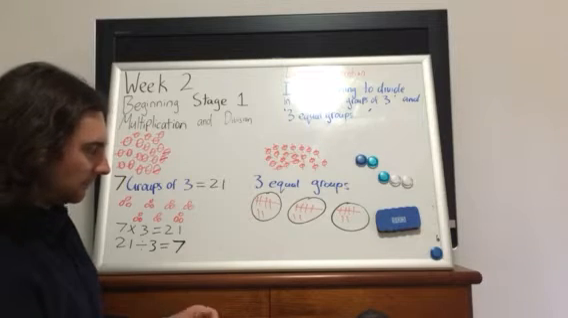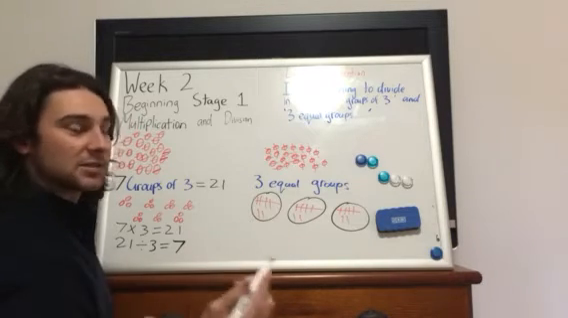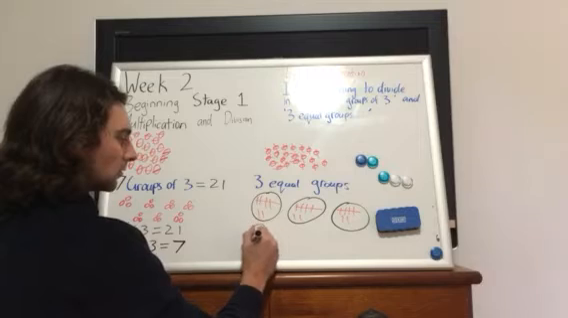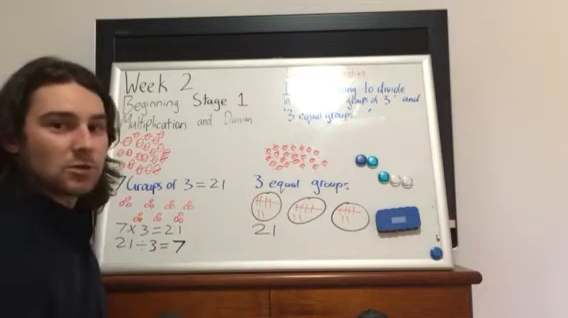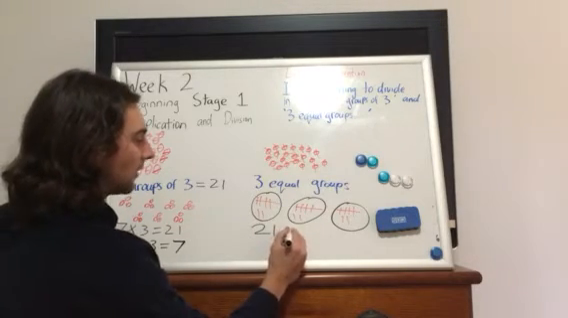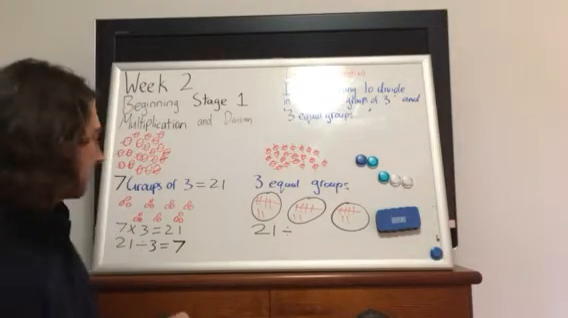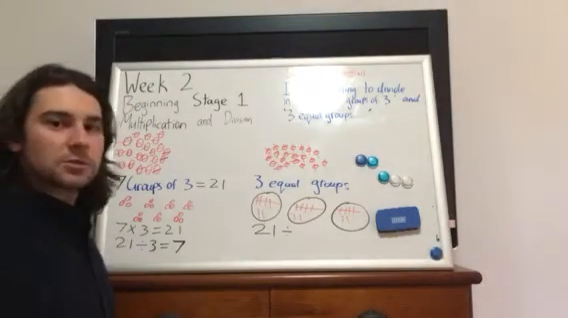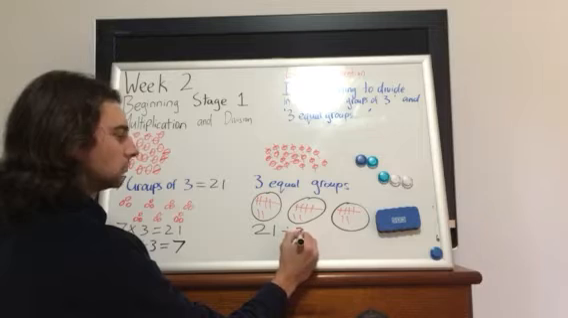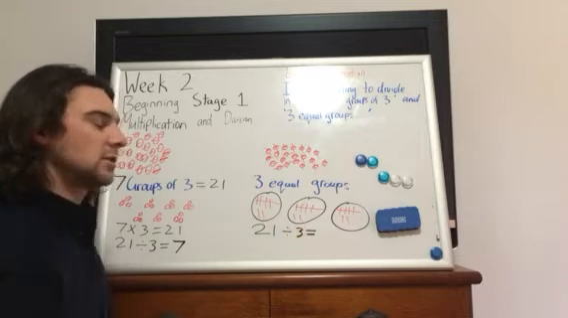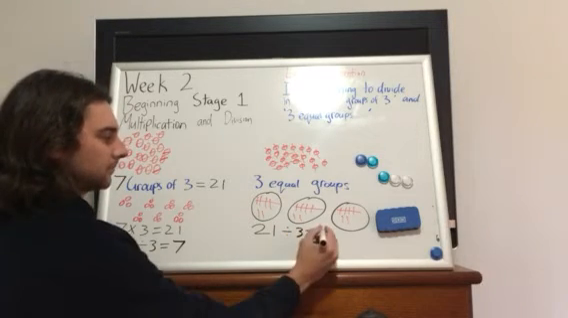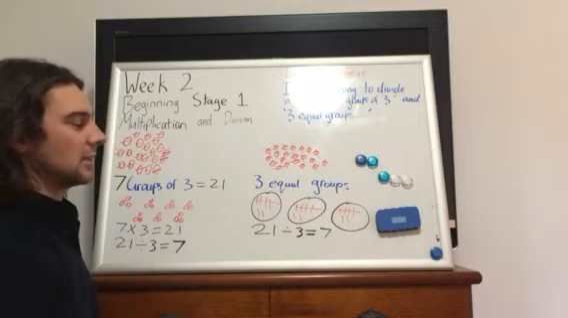So if I did my number sentence, first of all, 21, because I had 21 counters, divided by, how many groups did I put them into? 3 groups. 21 divided by 3, there was 7 in each group.